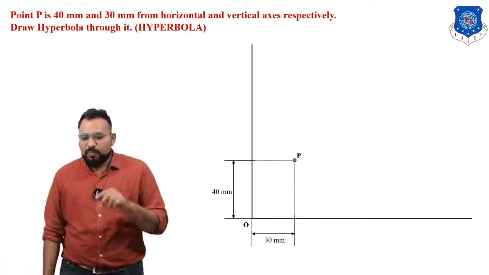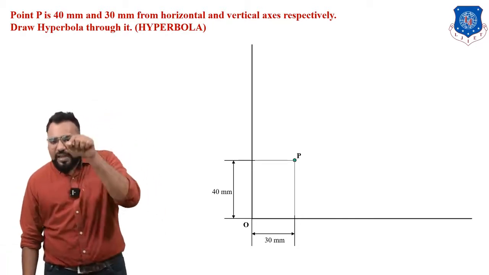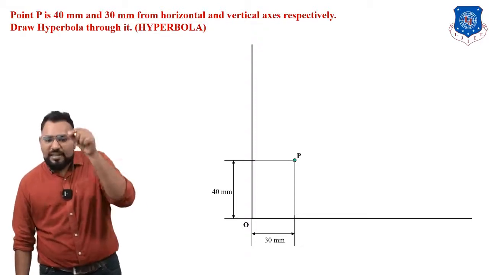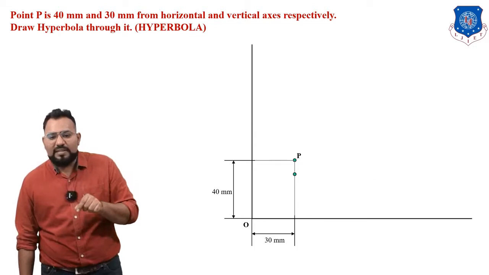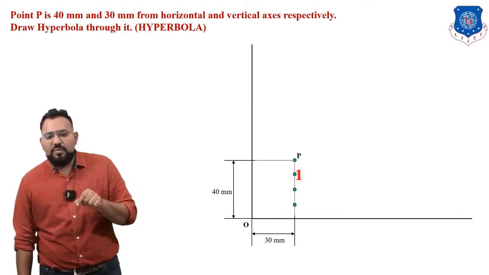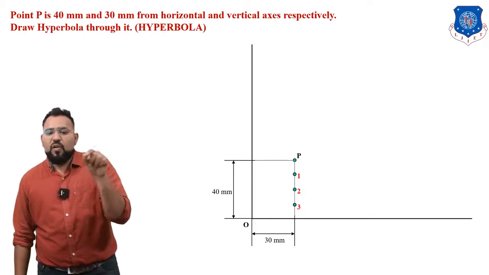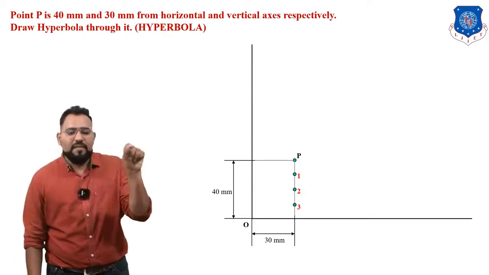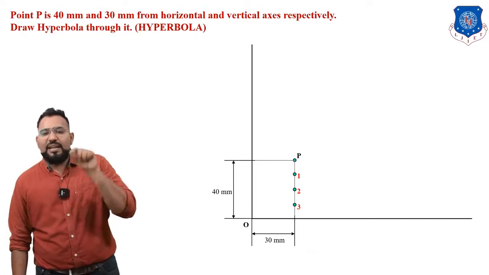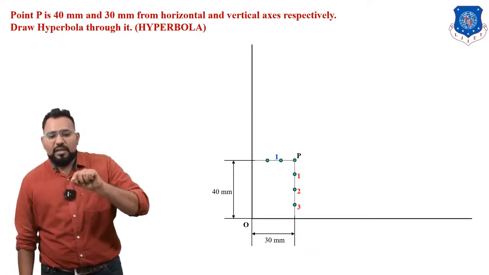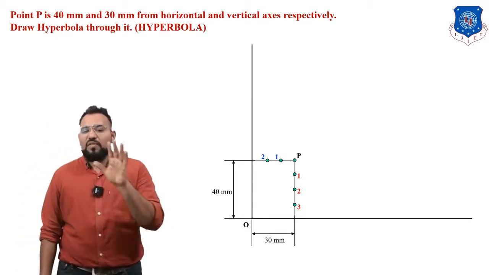Now what we have to do? You can see the vertical line which is coming from point P, which has a distance of 40 mm. So divide this 40 mm line into 4 equal parts like this, and give the numbering 1, 2, 3. Same thing, the horizontal line which is coming from point P is 30 mm. So divide this line into 3 equal parts, and give numbering 1, 2. Okay, so this is how you have to do.